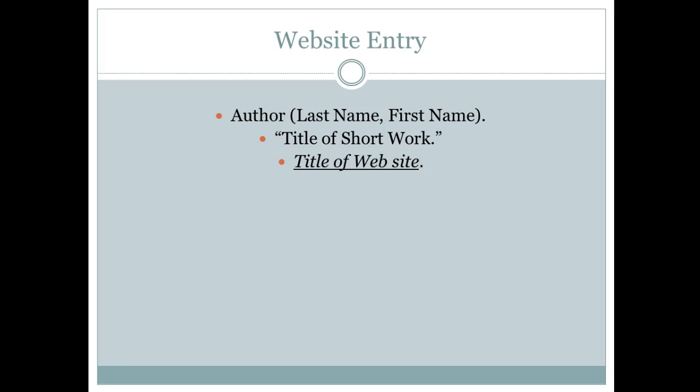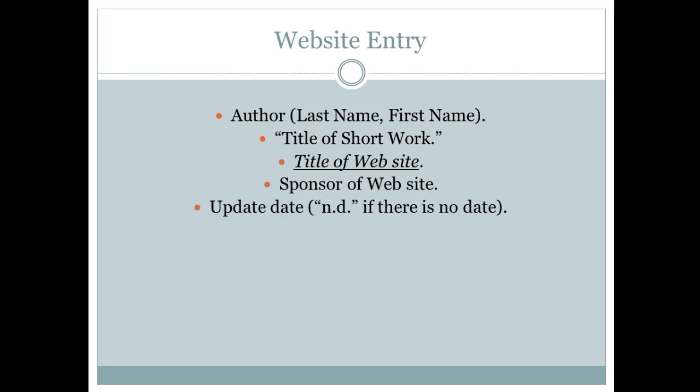So we have title of the short work, title of the website, it's in italics. Sponsor of the website. You can tell who's paying for it when you put it in there. If you can't find the sponsor, you skip it. Update date. That's the day it was published or updated. If you can't find a date, put N period, D period. Medium. Website medium is always going to be web. Date of access. That's the day you found it on the computer. Okay, always have to put that date at the end. That's because information on the web changes so frequently, you want to show when it was that you saw it.